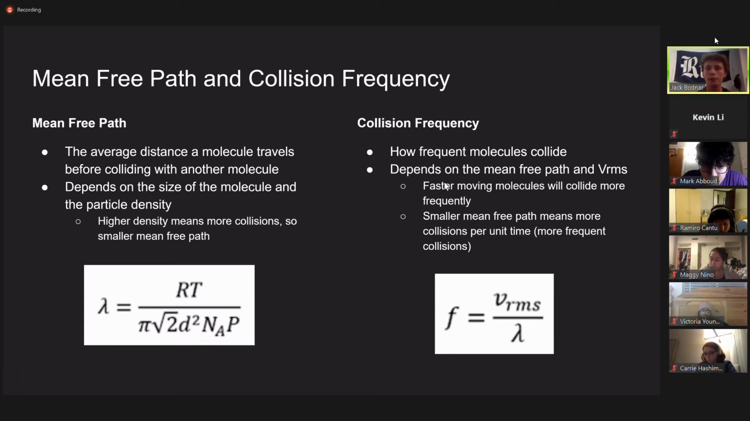And then collision frequency depends on mean free path and VRMS, like I said, in this equation, but we can also describe it qualitatively. So faster moving molecules will collide more frequently just because they're moving faster. And then a smaller mean free path means that there are more collisions per unit time because they're traveling less distance before colliding compared to molecules that would be having to travel a larger distance per unit time.